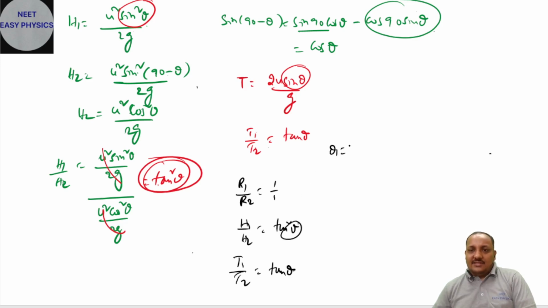But which theta do we have to take? If theta 1 is 30 degrees, theta 2 is 60 degrees. So theta 2 is 90 minus 30. Therefore, you have to take 30, not 60. This theta you should take as 30 degrees. Understood?